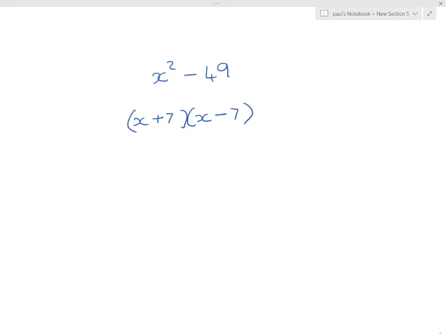So you do the square root of the number and the square root of the x squared, and you have a plus and a minus. If you get the plus and the minus the other way around, it won't make any difference.